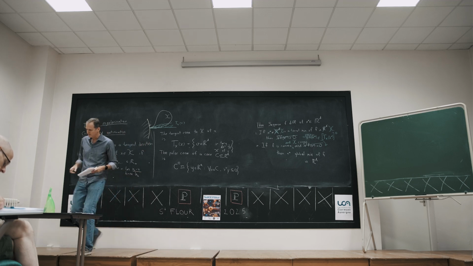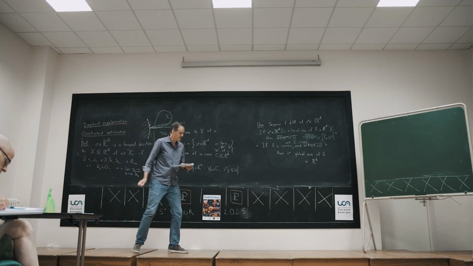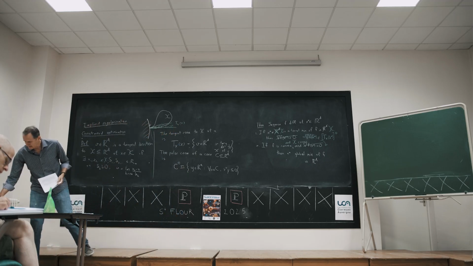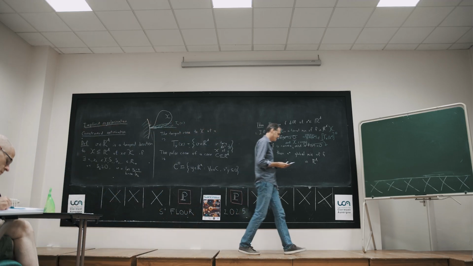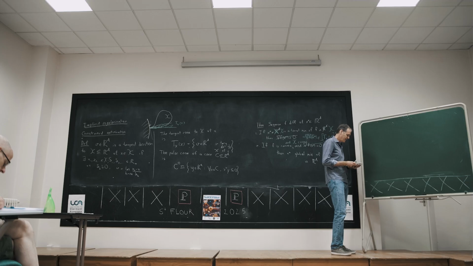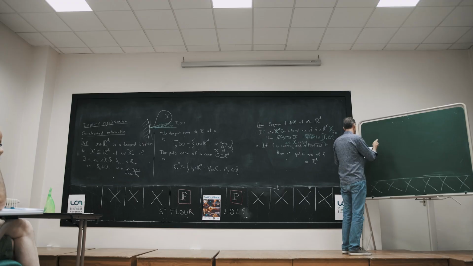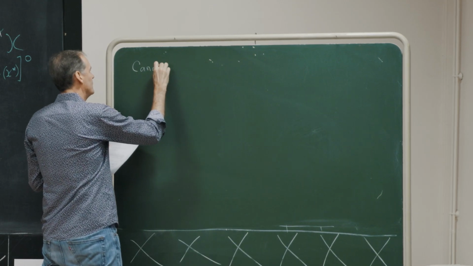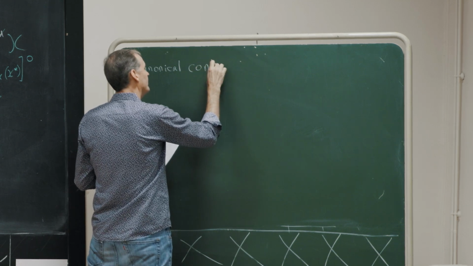Okay, so we'll work with a specific family. I might actually write it up on this board. A specific family of constraint sets, in particular things that are defined in terms of equalities and inequalities for differentiable functions. Okay, so let's call this the canonical constrained optimization problem.